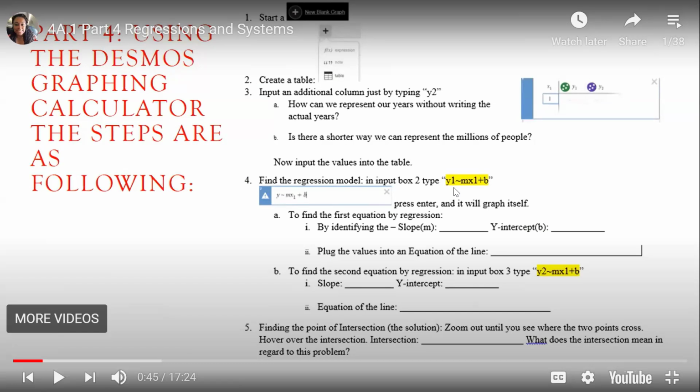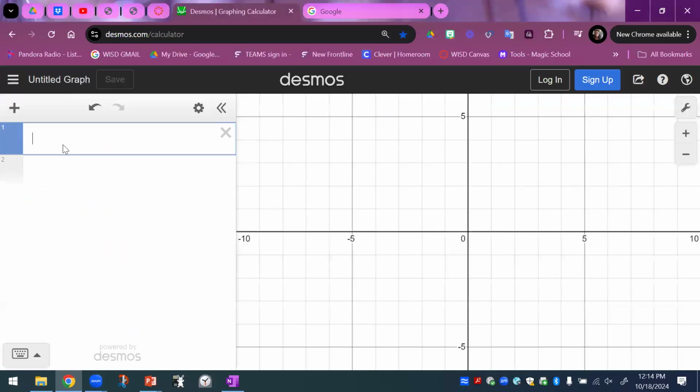All right, so are we ready to go model practice with Desmos? All right, so let's go to Desmos. Again, the full calculator steps are in the video. So I have a blank Desmos screen. I'm going to add a table. And I'm going to add a column. To add a column, again, we type Y2, and that means I'm going to have a second dependent value.